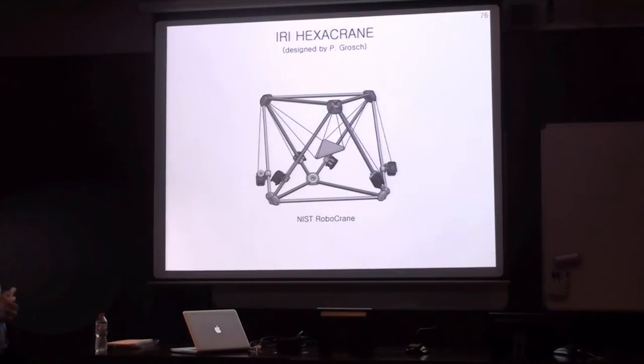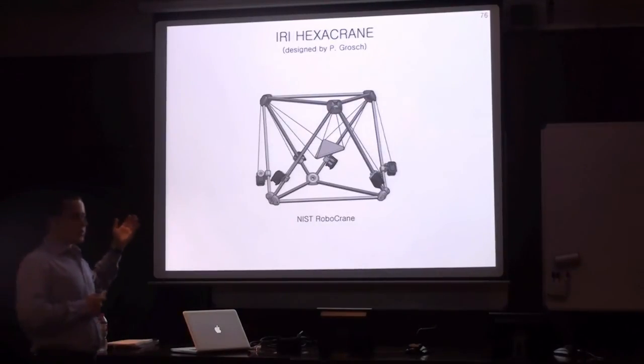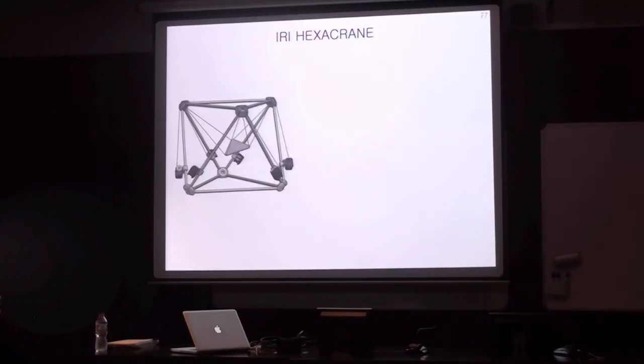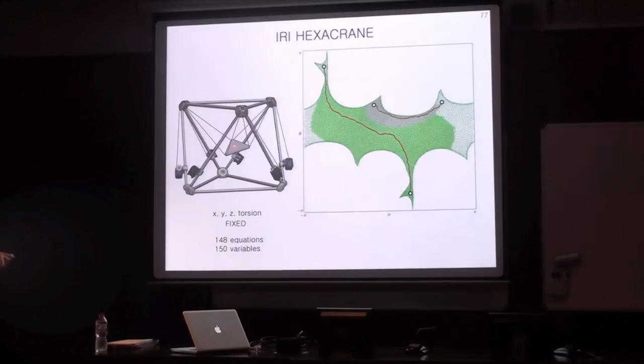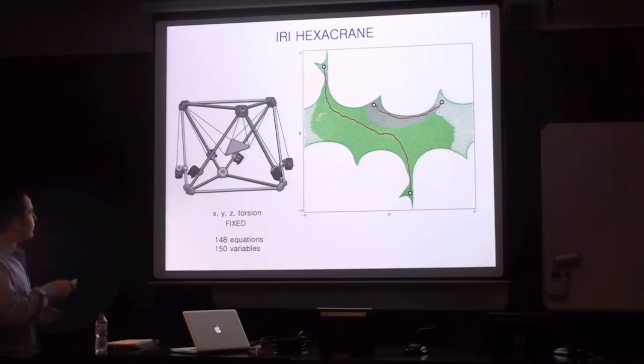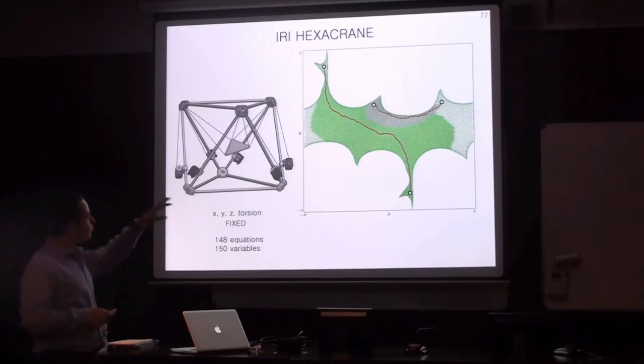Here we have this cable-driven manipulator, which is inspired by the NIST RoboCrane. And I can show you two paths computed when one point of the platform is fixed and the torsion of the platform is also fixed. Here, the green mesh is the whole atlas, and the shaded areas correspond to the parts of the atlas that were actually explored to compute each one of the paths.